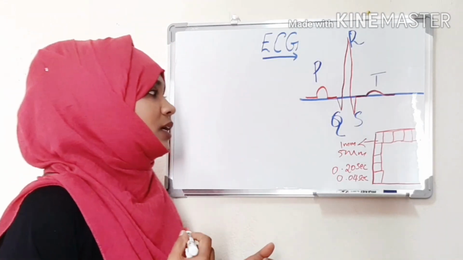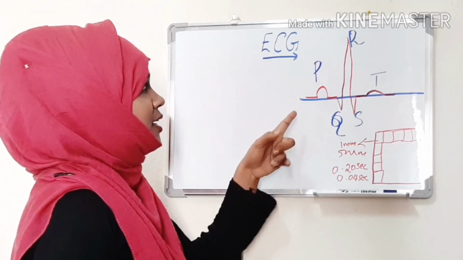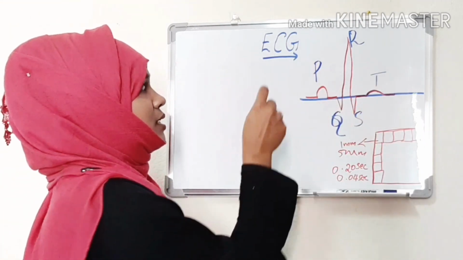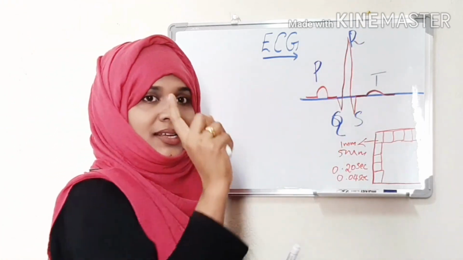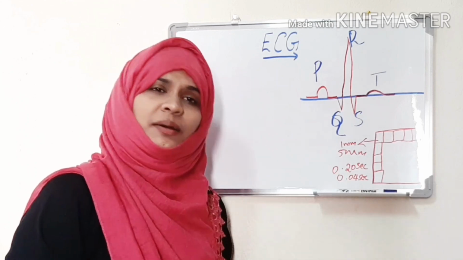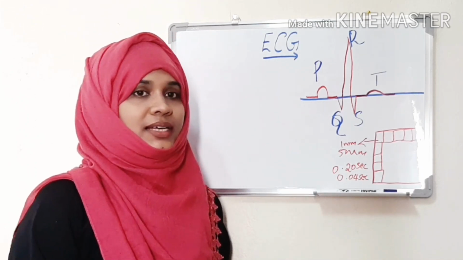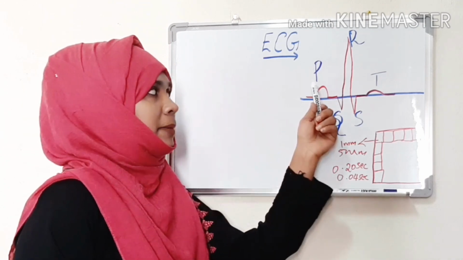Okay. Now we will see what are the different waves of ECG. You can see here 3 waves of ECG. See, P wave, this QRS is taken as one wave and it is a QRS complex, and T wave. In some cases, you can see U wave also, that we will be dealing in another class. Okay. So first of all, we will take P wave.